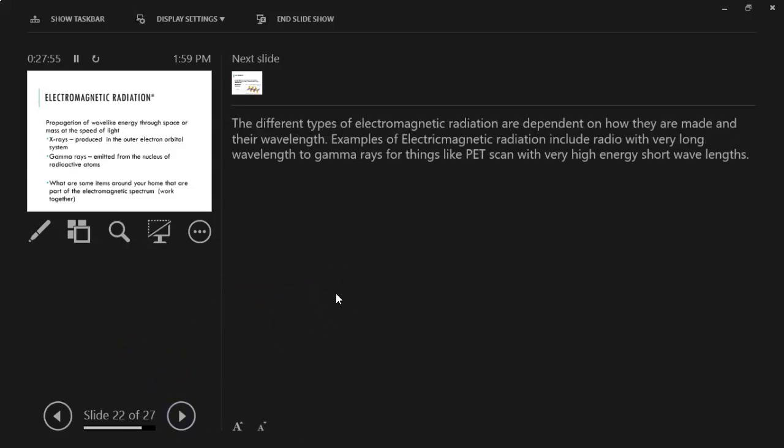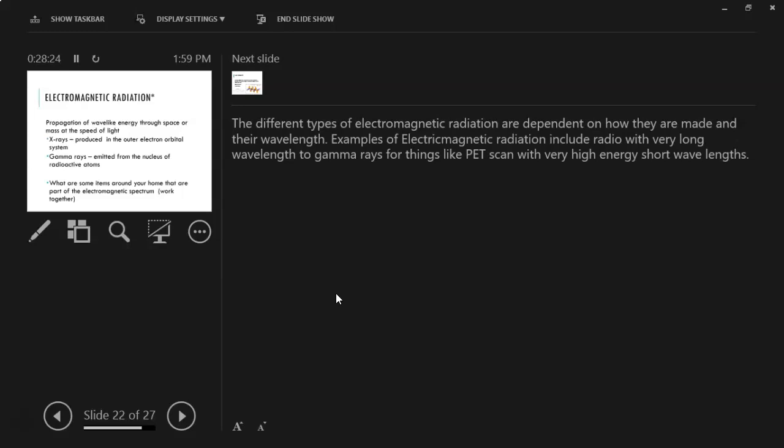The different types of electromagnetic radiation are dependent on how they are made and their wavelength. Examples of electromagnetic radiation include radio waves with very long wavelengths, and then gamma rays for things like PET scans that have very high frequency, short wavelengths. And we'll look at some visuals of this.